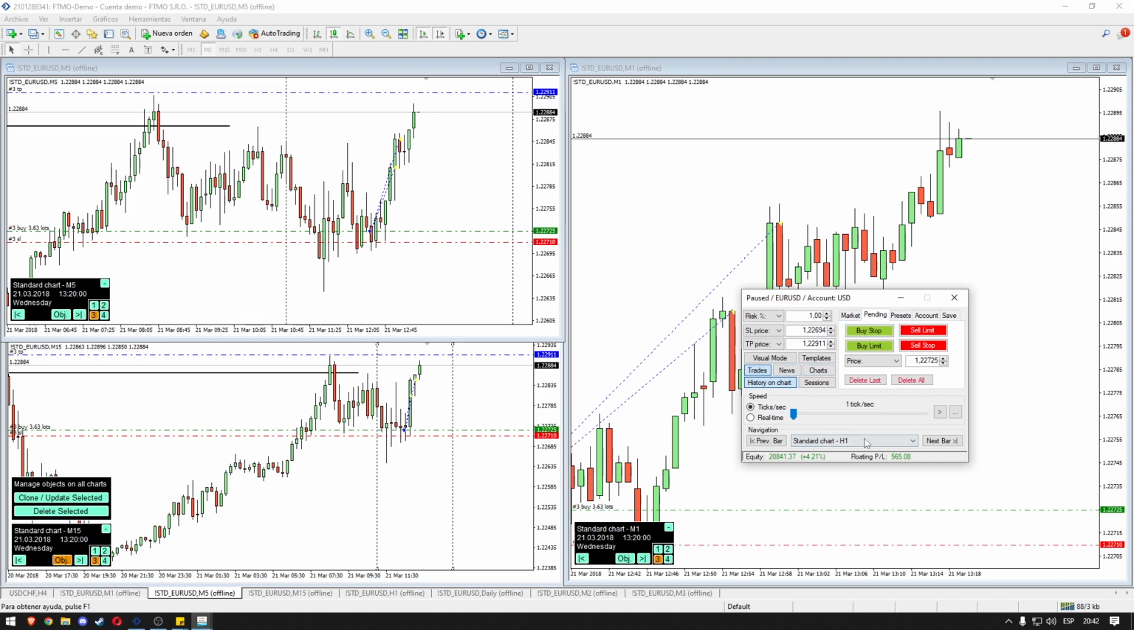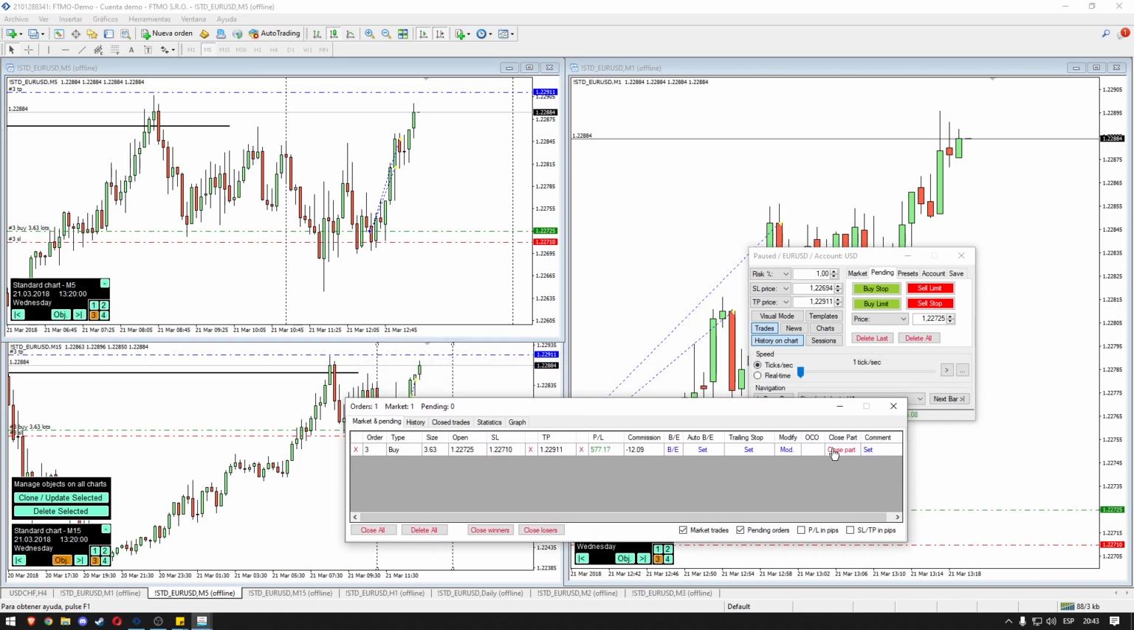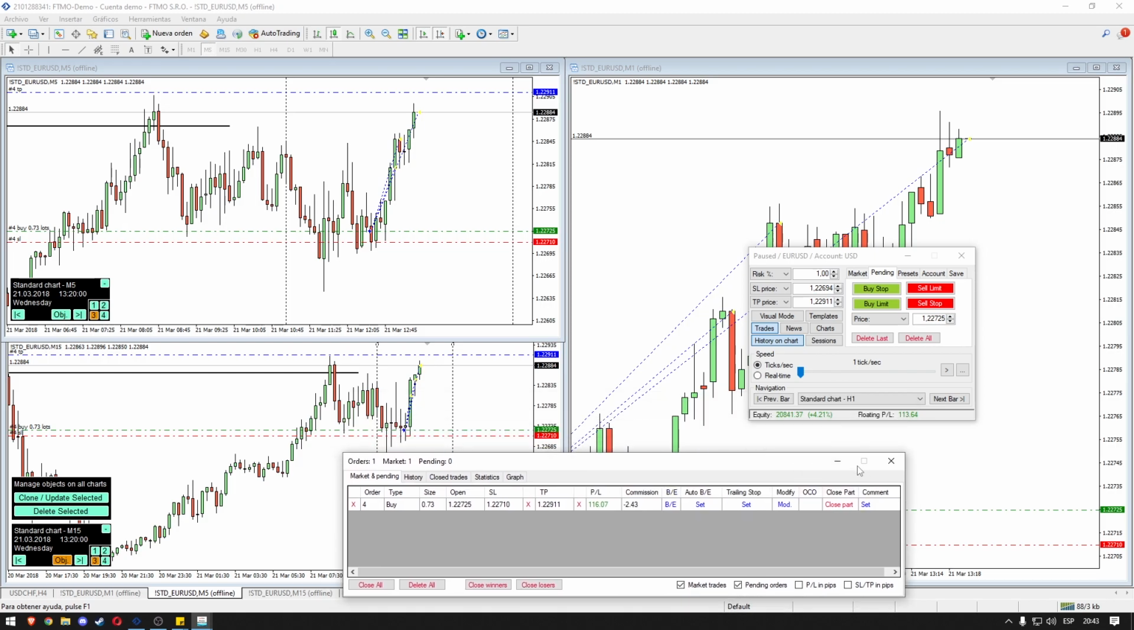So as you can see here, we are 4% up with, of course, what's floating. We are already at 4R approximately, probably even more than that. So what I'll do here is just close 80% of it, right? And then allow the rest of it to just run.